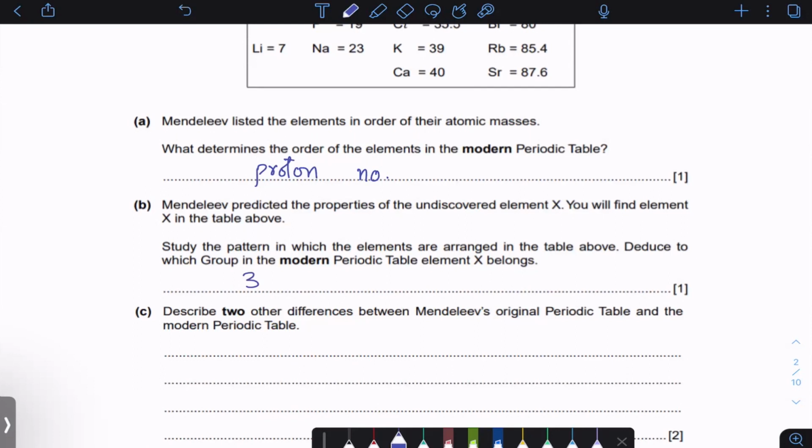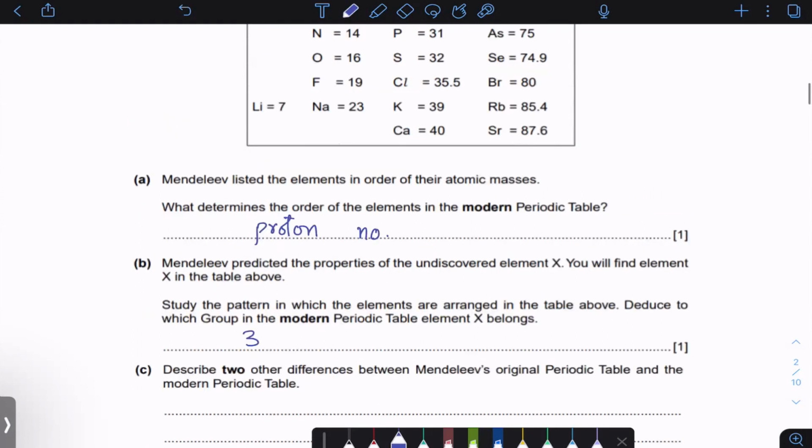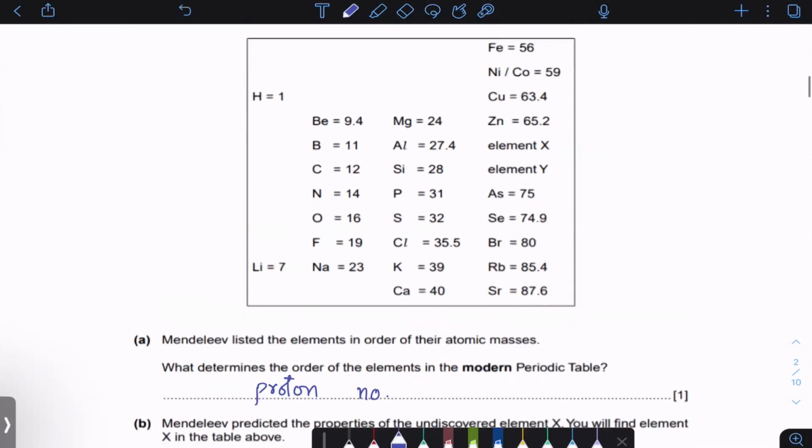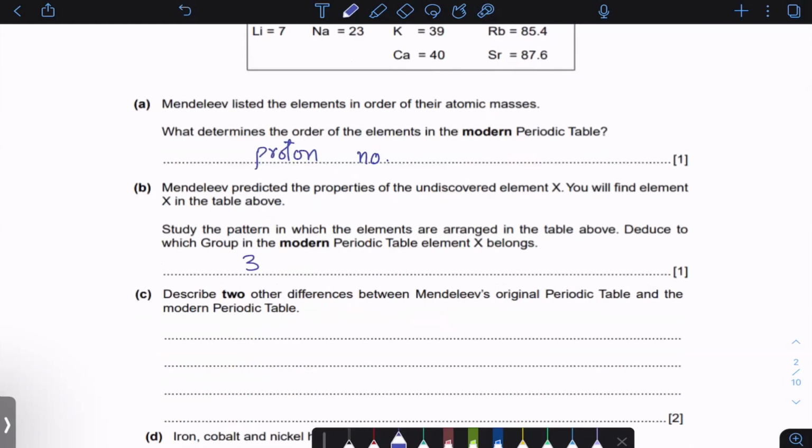Describe 2 other differences between his and the modern one. So again, we can say that no noble gas.